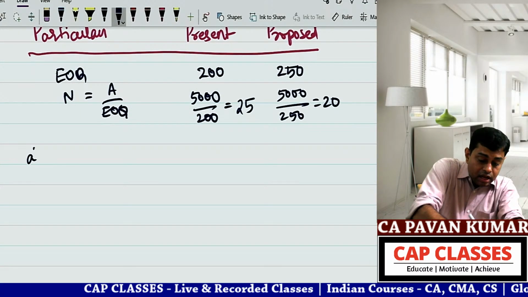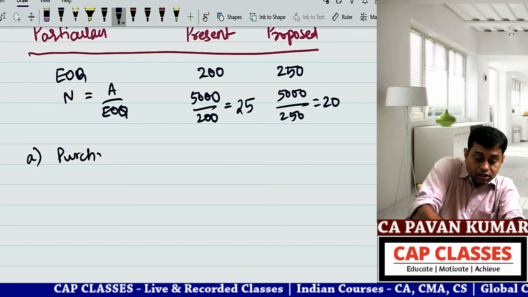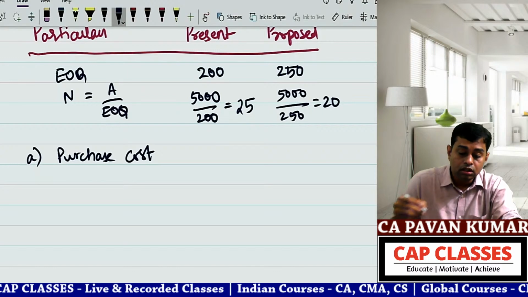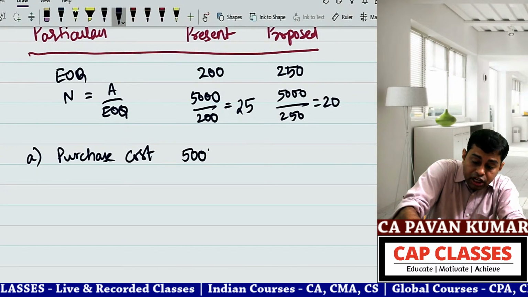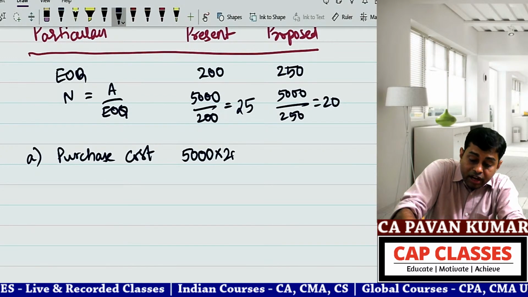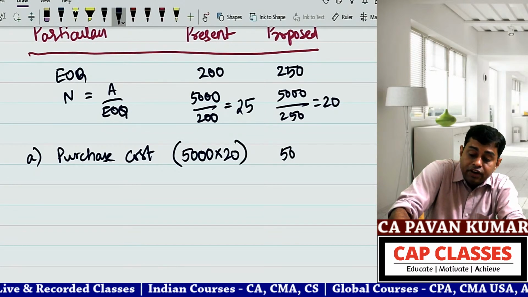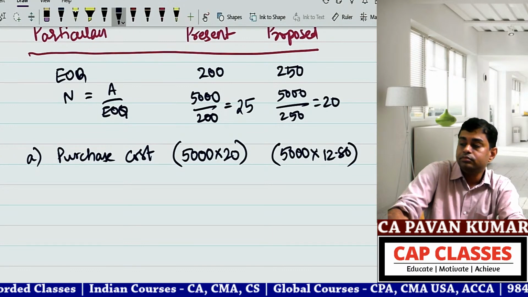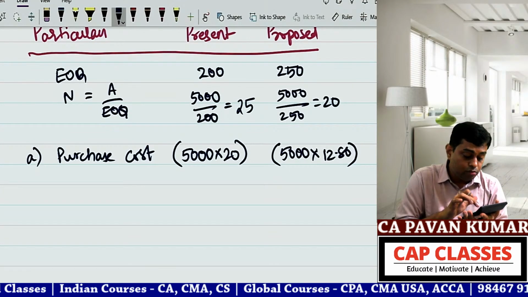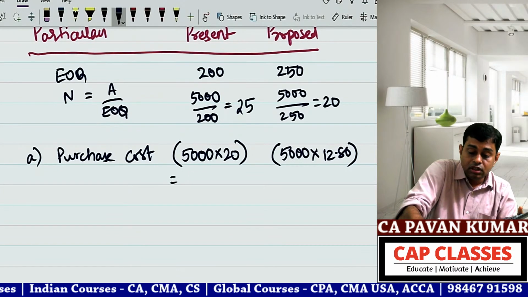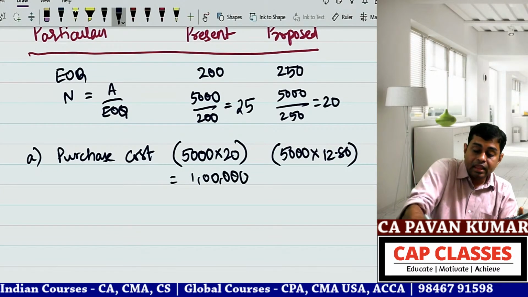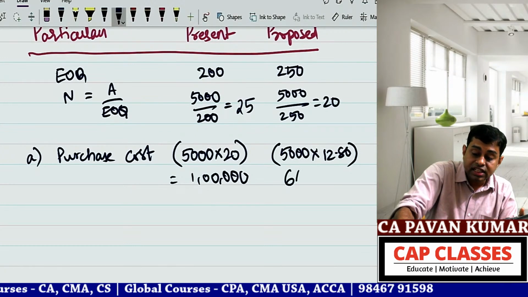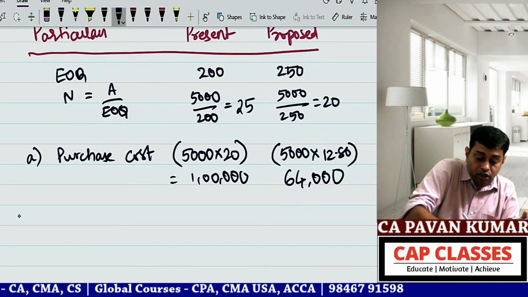Okay, now purchase cost. Here 5000 units I am buying at 20 rupees. Here 5000 units I am buying at 12 rupees 80 paise. So 5000 into 20, how much? It should be 1 lakh. So if you take in future 12.8 rupees, then it will be 64,000 rupees only.